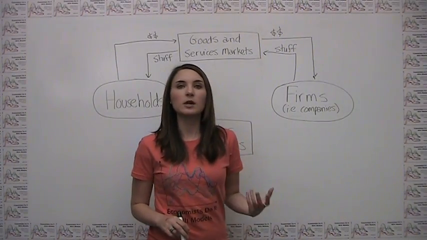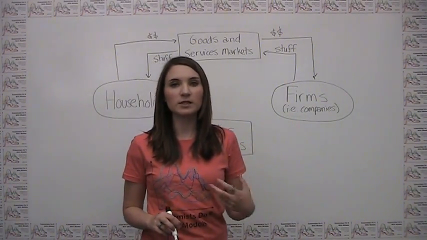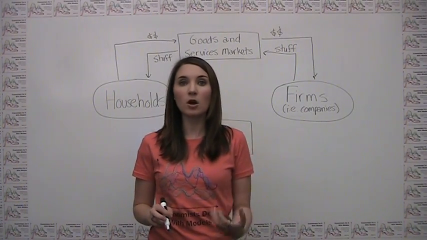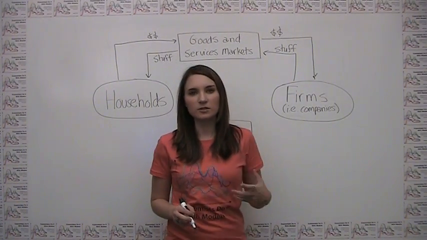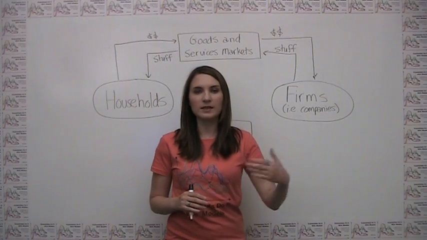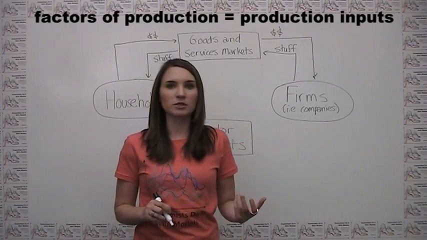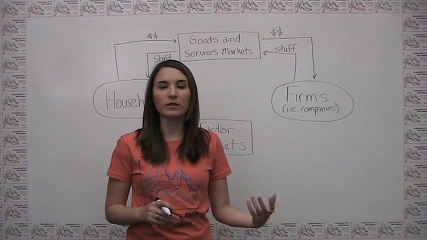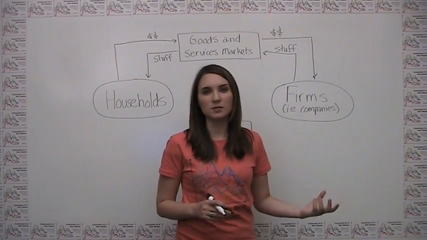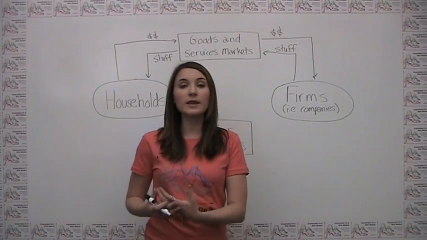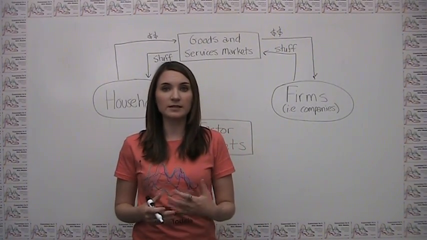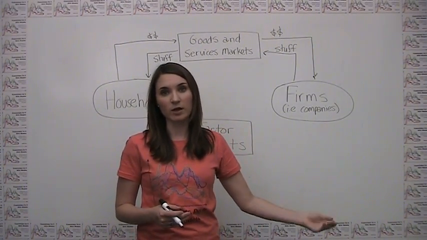Before we talk about the markets for the factors of production, it's important to understand what factors of production are. Simply put, factors of production are anything that goes into the production process. So, for example, factors of production would be labor. It could also be capital or machines used to make stuff. They could be land and other natural resources, again, necessary inputs to the production process.